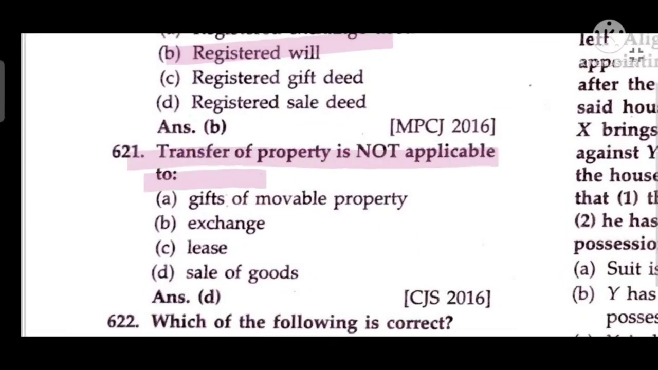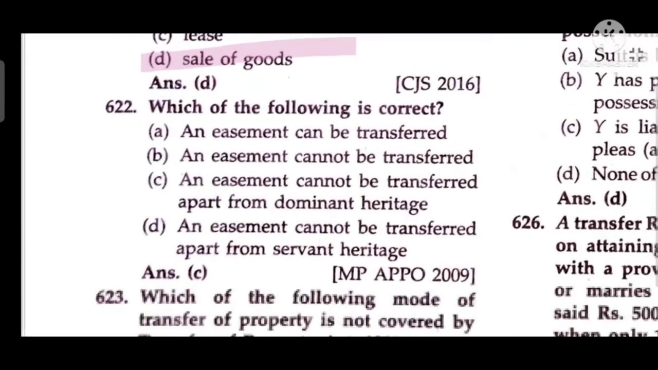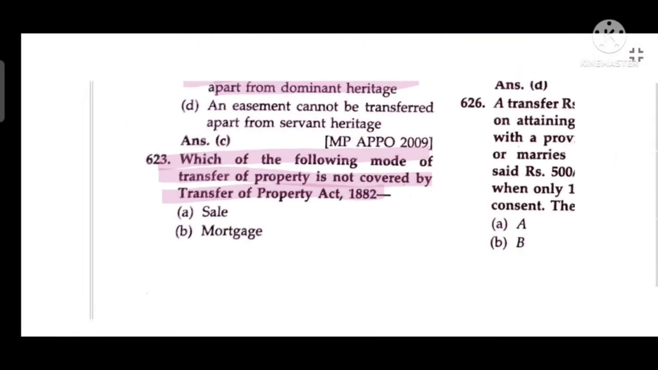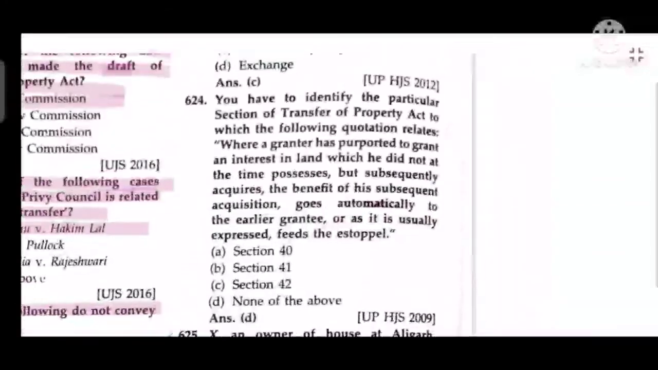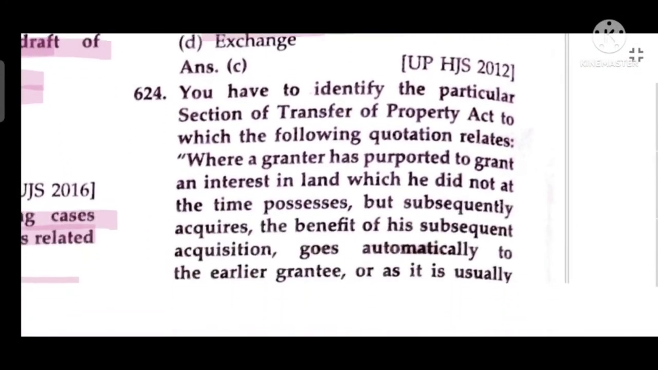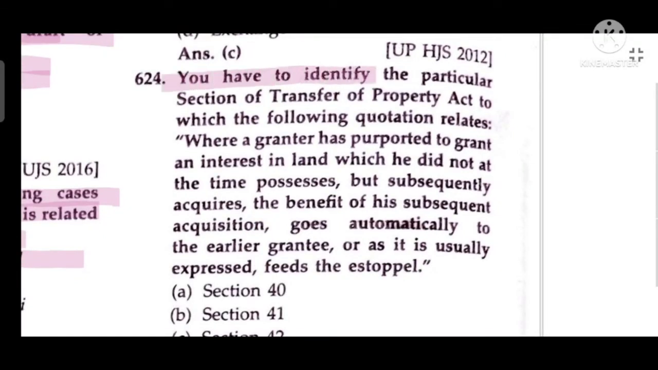Transfer of property is not applicable to sale of goods. Which one of the following is correct? An easement cannot be transferred apart from the dominant heritage. Which one of the following modes is not covered by the Transfer of Property Act? Testamentary disposition.